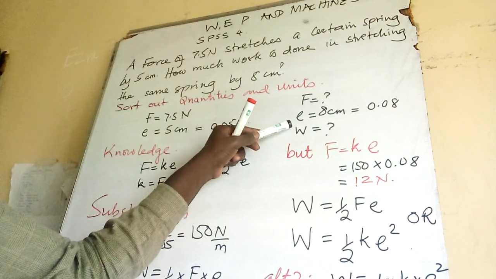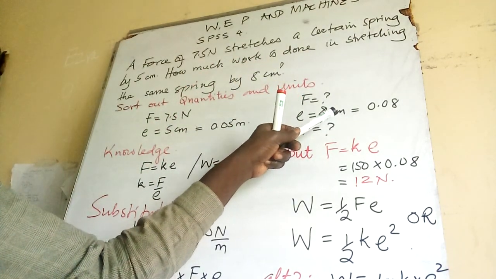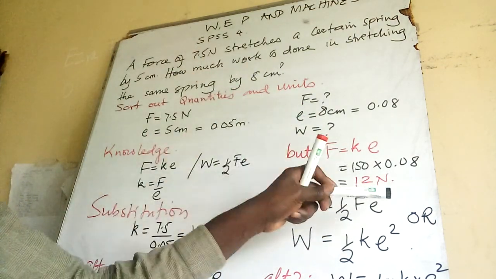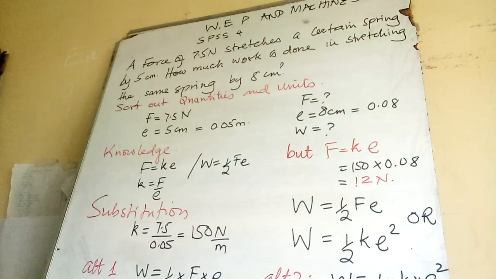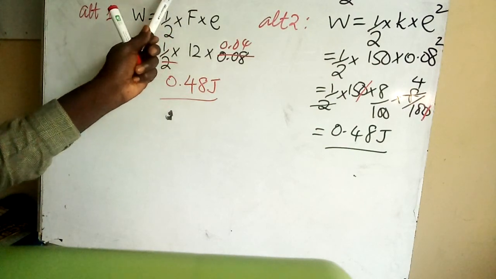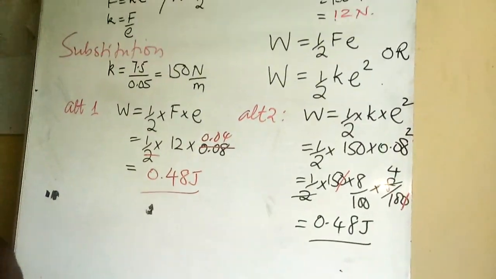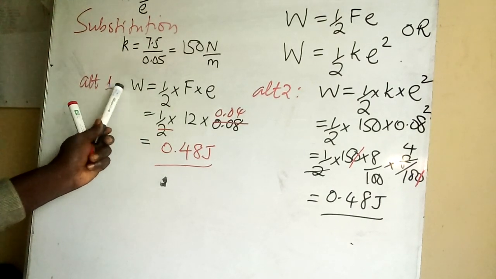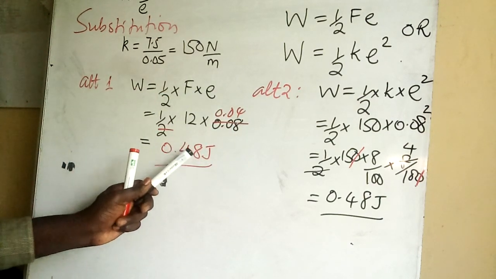And I'm supposed to get the work done with this scenario and not this. This was to propel you to get to this second stage. So having gotten the force responsible for extension of 0.08, I can now use any of these two, as I have shown the two of them down here. Sorry, let me adjust my camera, I think there you will be able to see everything. You have alternative 1, where I'm using work is a half Fe. Then you get the answer, 0.48.